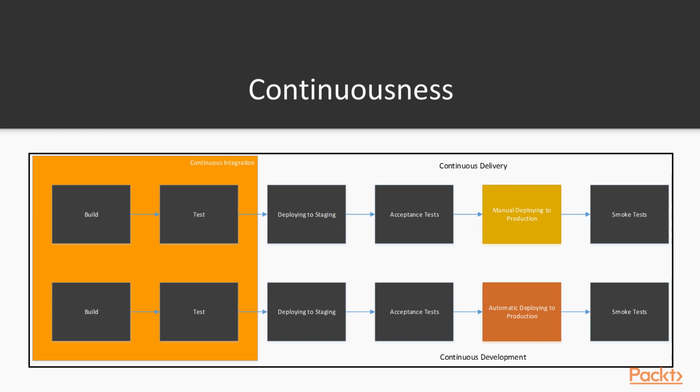Basically, if you take a look at these two processes, continuous delivery and continuous deployment, you can see that continuous integration is a main part of both of them. And the only difference between these two streams is that in continuous delivery, deployment is done manually, while in continuous deployment, this process is also automated.